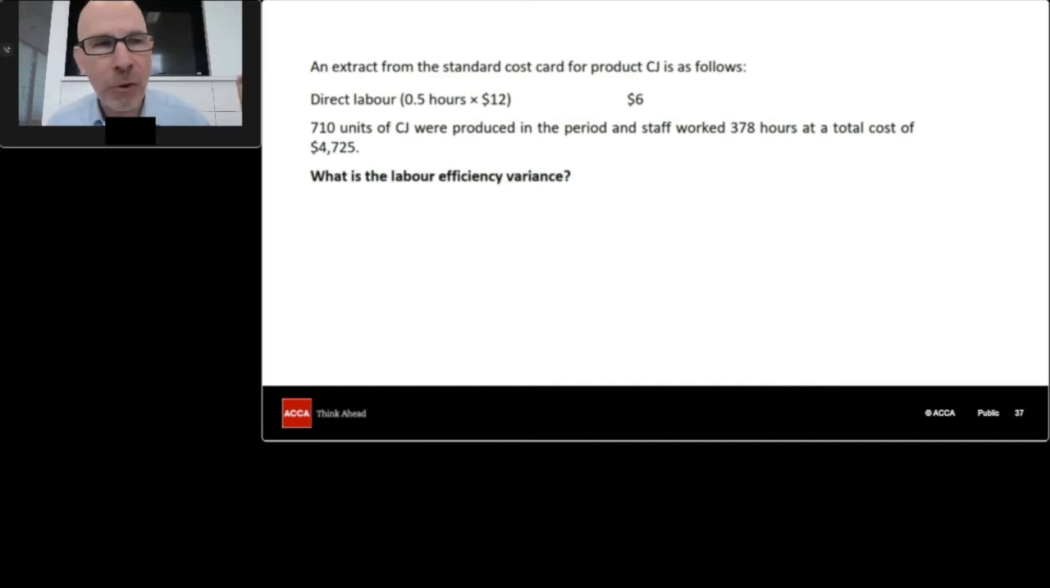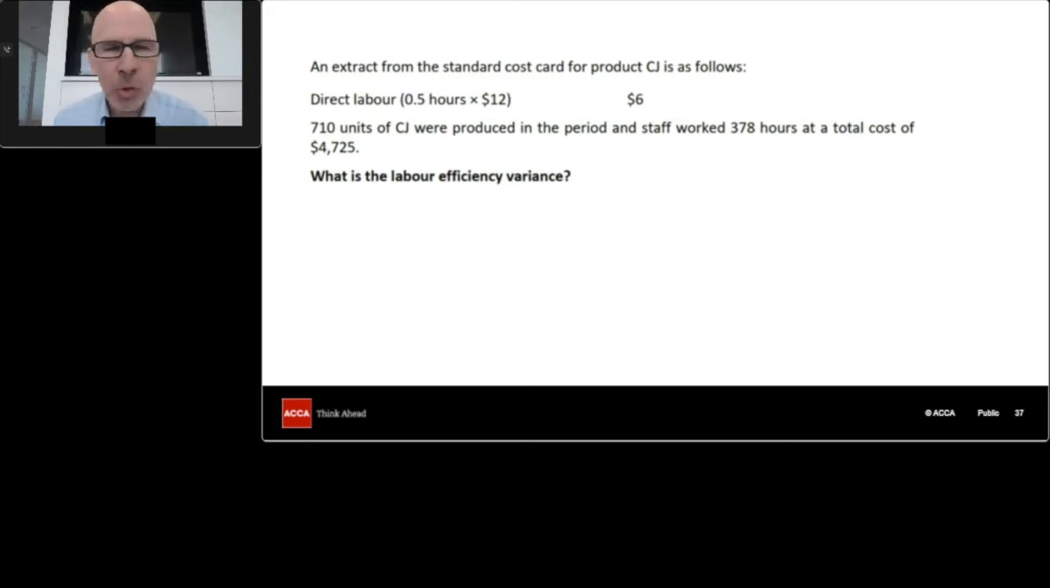Guys, here is now a tricky numerical one. Get out some scratch paper, get out a pen, and let's do this one. Labor efficiency variance. Something like this can come up right in your exam. You press next, and you get a challenging numerical question, okay? First thing you want to do is just read the requirement. What is the labor efficiency variance?